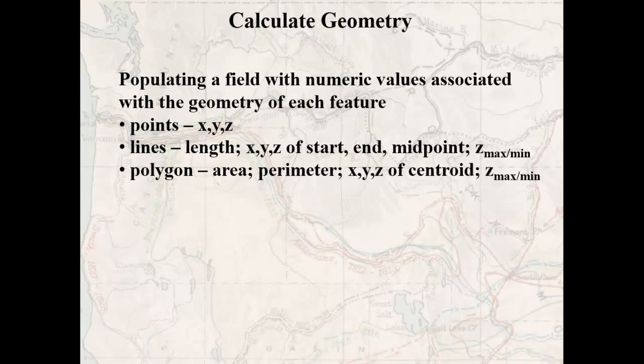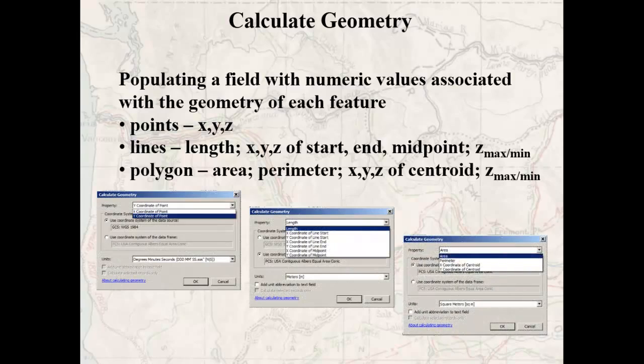For polygon, you can have it calculate the area and the perimeter, and then again the coordinates, but this time it'll be of the centroid of that area. And if there's a maximum and minimum or an elevation attribute associated with it, you can get the z max and the z min. So this is how you get information out of that shape field into numeric fields that you can look at and analyze. So you can get the coordinates, get the numeric values of the geometry out of that field that just says shape.